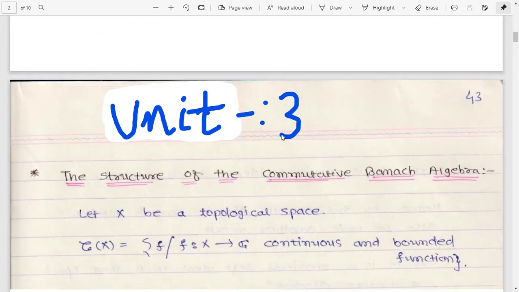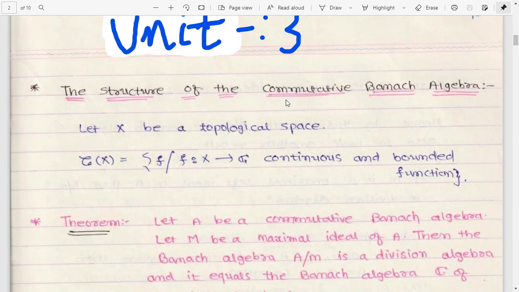Unit 3, the structure of the commutative Banach algebra. Let X be a topological space, script C of X is equal to the set of functions F from X to C that are continuous and bounded.